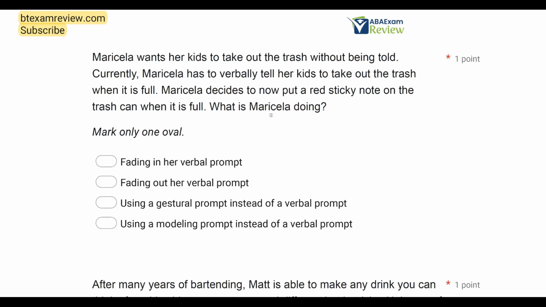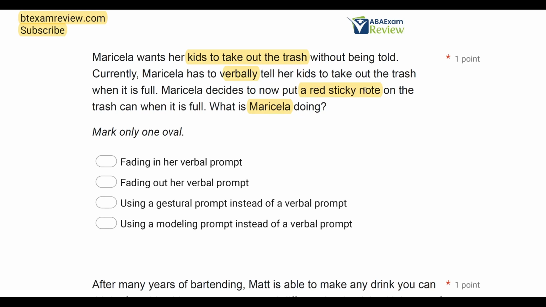What is Marcella doing? So we're looking at Marcella's behavior. And what is Marcella trying to accomplish? Well, she wants her kids to take out the trash without being told. Currently, she has to give them a verbal prompt to take out the trash when full. So ideally, when the trash is full, that is the SD for the kids to take out the trash. Currently, it's a verbal prompt. Marcella decides now she's going to put a red sticky note on the trash can when it is full. So we've gone from verbally telling the kids to take out the trash to now putting a red sticky note.